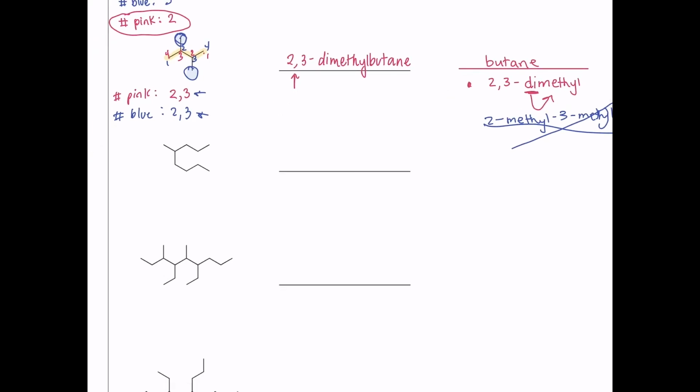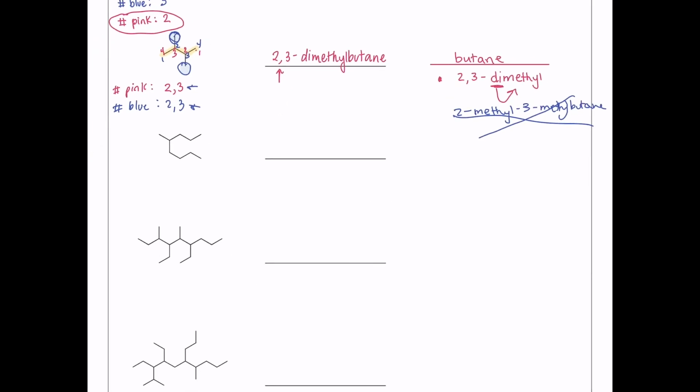Alrighty, so for this one, what is the longest carbon chain? Well, it is this one here. Alrighty, and so how many carbons do we have? 1, 2, 3, 4, 5, 6, 7, 8. Okay, 8. So that'll be octane. And we only have one substituent here.